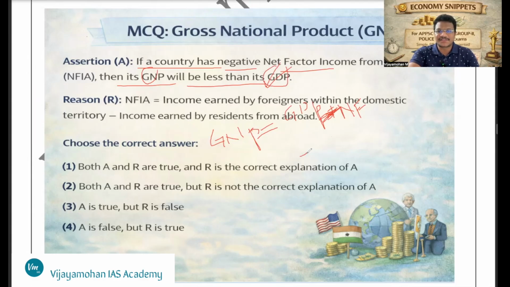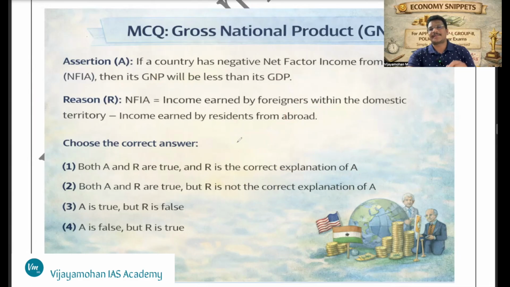Why? For example, consider GDP is 100 units, and net factor income is negative, say 20. Now, what will be the GNP? GNP will be 80, which is less than GDP. So if we are paying more than what we are getting from abroad, then the GNP will be less than GDP, right?